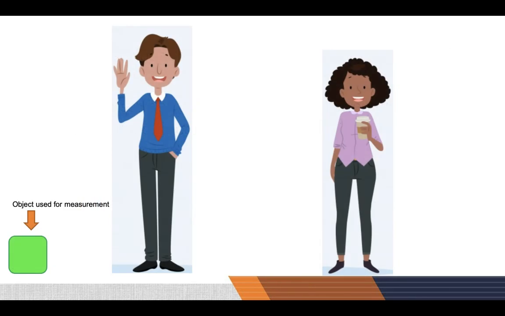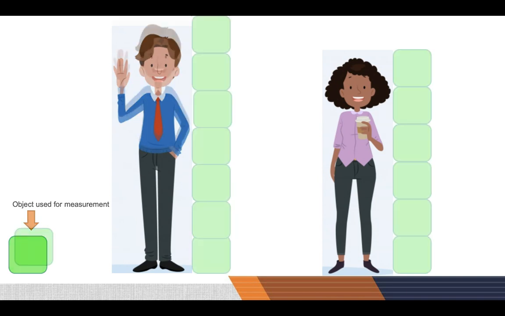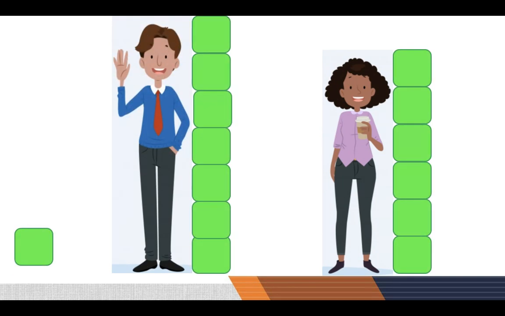Now we're going to compare the height of these two people. The object used for measurement is this green block over here. So when we look at this, we need to go ahead and count. But before we count, we made sure that we stacked the blocks and that we started where their feet were on the floor and we ended at their head. Now these are not completely precise, but we get as close as possible to their height.